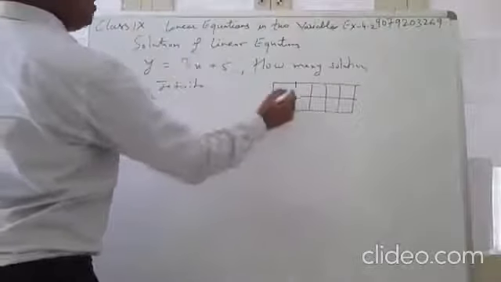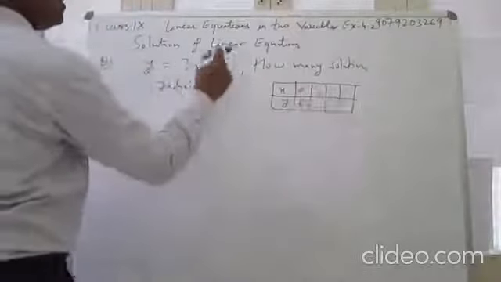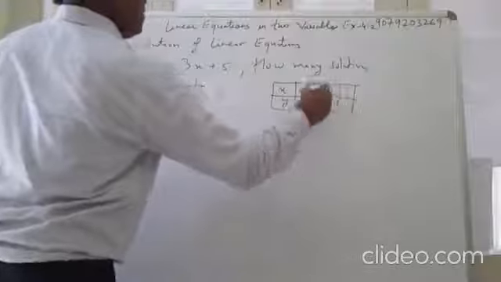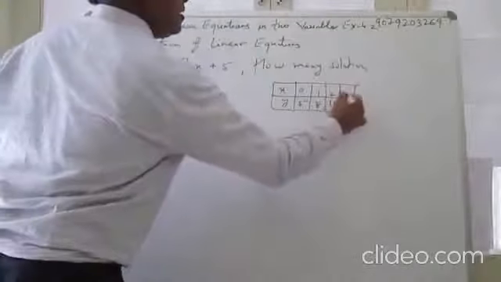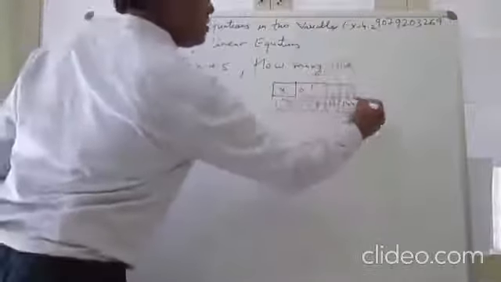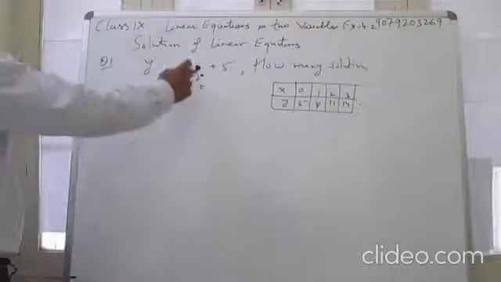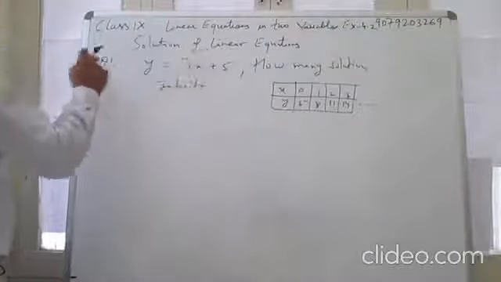x, take x equal to 0, y comes to 5. Take x equal to 1, y comes to 8. Take x equal to 2, y comes to 11. Take x equal to 3, 9 plus 5, 14. In this way it is going on. So you have infinite solutions. You take the value of x, you get the value of y.